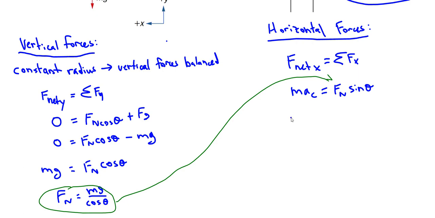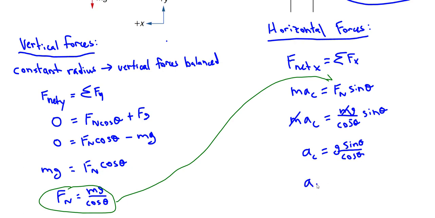So we'll say mass times centripetal acceleration is the normal force, which you know is mg over cos theta, times sine theta. So I just subbed mg over cos theta in. That's nice. I can get rid of my m's. I've got an m in each term on each side, so I can divide them out. So my centripetal acceleration is going to be equal to g times sine theta over cos theta. Sine theta over cos theta is tan theta, right? So I could say g times tan theta is my centripetal acceleration.